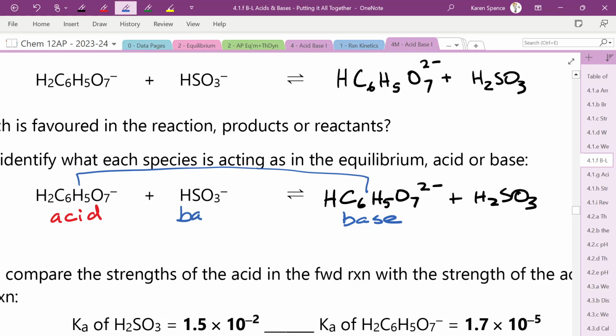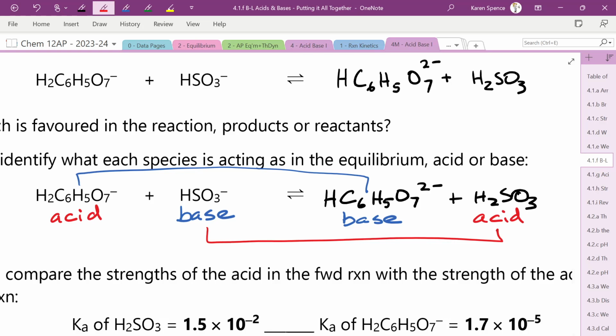HSO3 minus is acting as the base in the forward direction, which means its conjugate acid is acting as the acid in the reverse direction. And there we have a conjugate acid-base pair. How do we know if the products or the reactants are favored? We need to look at who is the weaker acid and who is the stronger acid. So we're no longer looking at this thing as an acid because we know it's acting as a base.